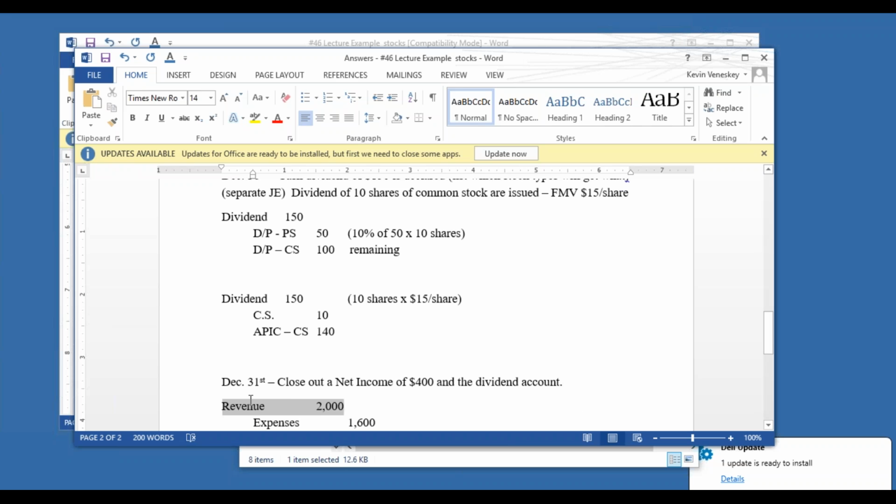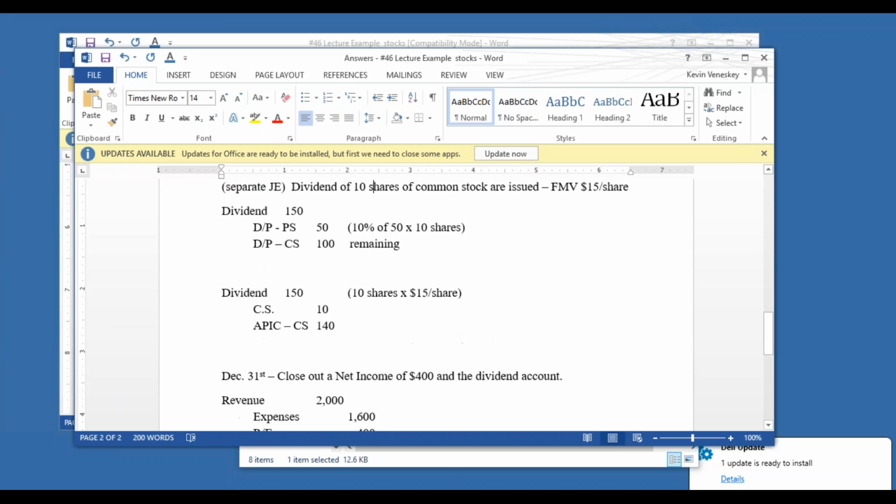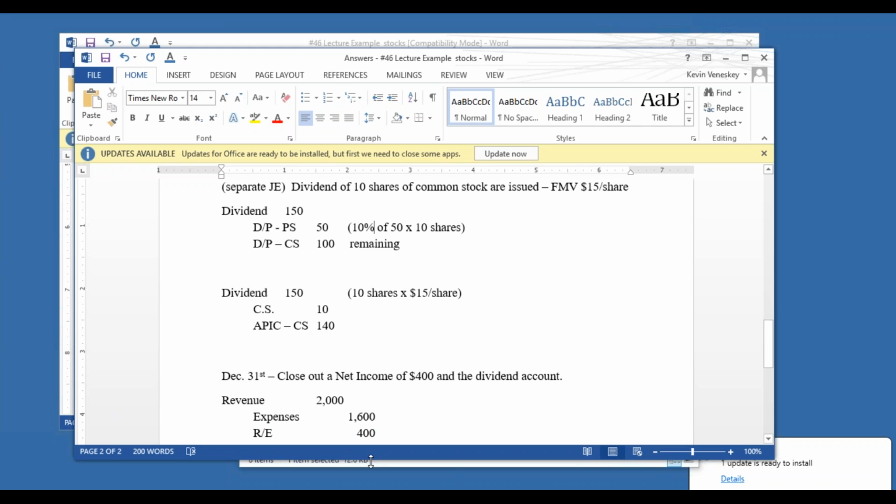So as we normally do, revenue generally has a credit balance. So to close it, I'm going to debit my revenue. Expenses usually have a debit balance. So to close all my expenses, I'm going to credit them. And when I combine this, I would get the $400 of net income. And then when I close it, well, the remaining piece there is what goes to my retained earnings. Essentially, it's my net income. My net income goes into my retained earnings account.